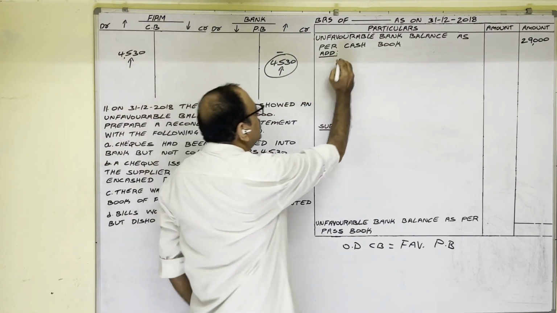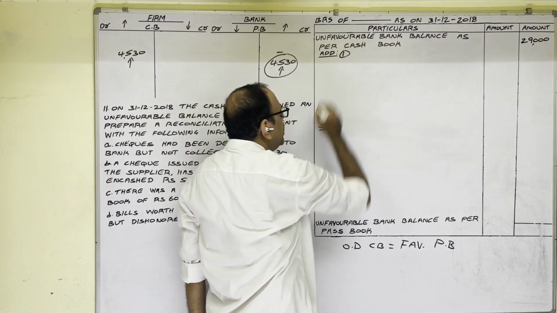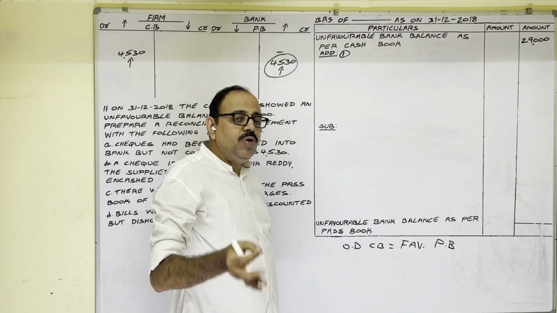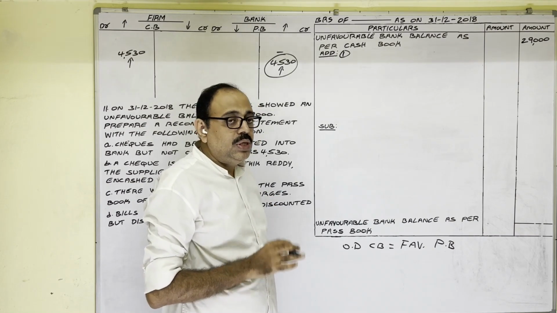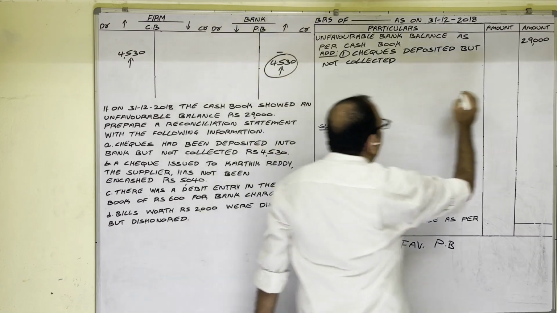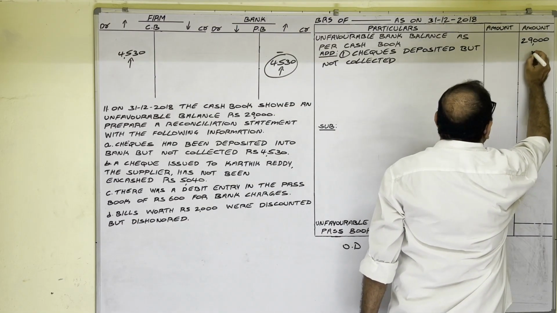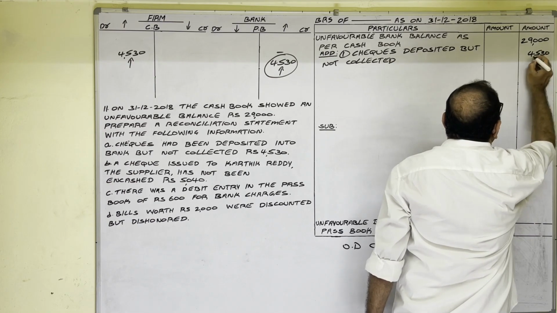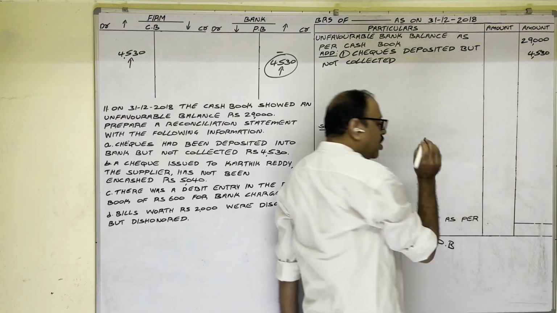What is the sentence? What happened here? We have deposited checks, but this check amount is not collected. So checks are deposited but not collected, amount 4,530 in the outer column. Addition means we should write the amount in the outer column. Subtraction means we should write it in the inner column.